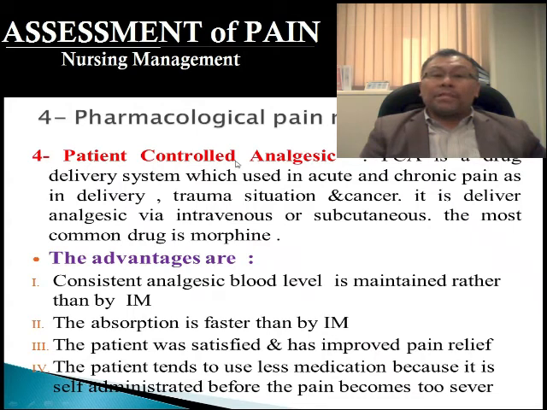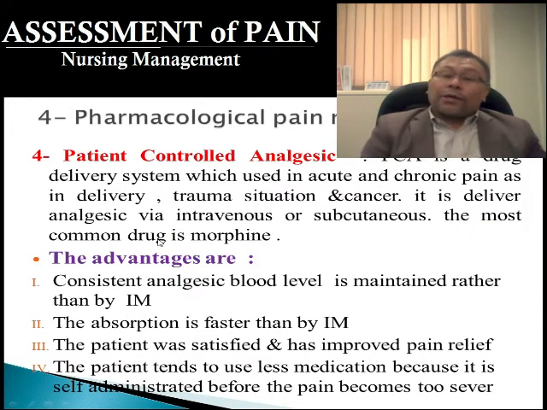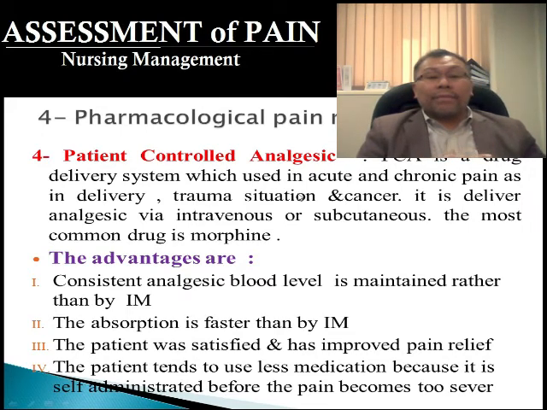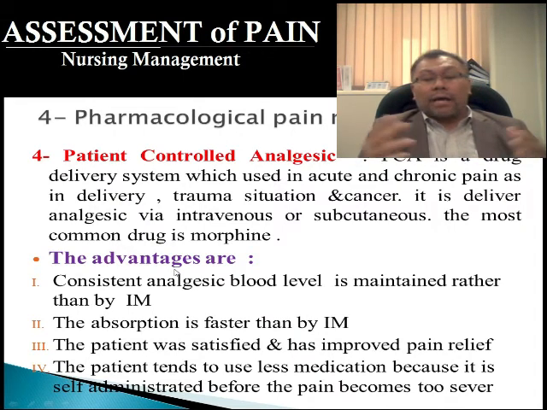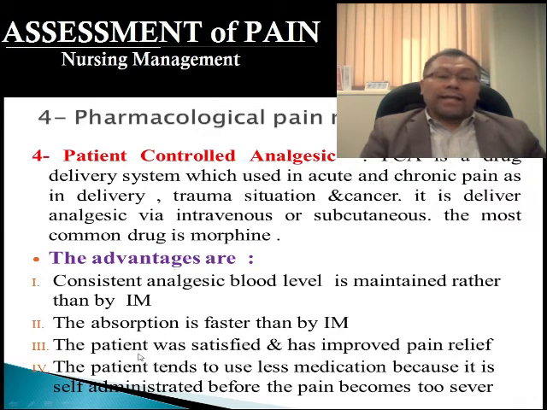So we have the patient-controlled analgesia. This is used in acute and chronic pain, as in delivery, trauma situations, and cancers. And then, what are the advantages of this one? I will give you one or two. Now, a consistent analgesic blood level is maintained rather than by IM. And then the absorption is faster than IM. Patient is satisfied. There is improved pain relief. Patients tend to use less medication because it is self-administered.